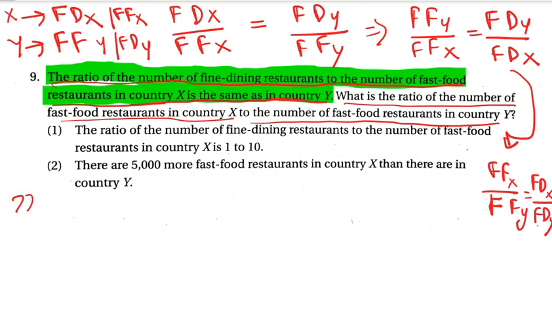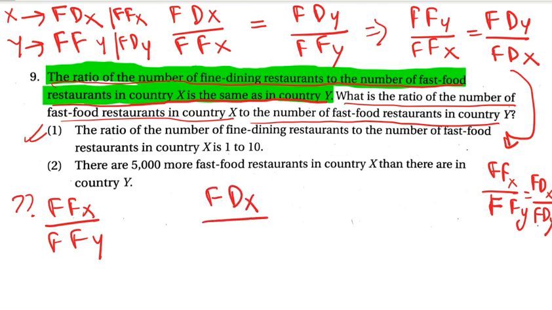So they are telling you to find out FF of X by FF of Y. Now let's read this part. First condition, it says the ratio of the number of fine dining restaurants to the number of fast food restaurants in the country X is 1/10. So let's write that: the ratio of the fine dining restaurants, FD of X, to the fast food restaurants in the country X, FF of X, is given as 1/10.